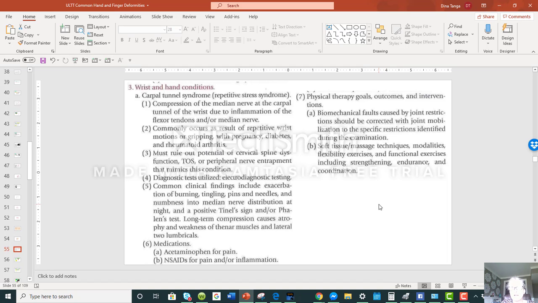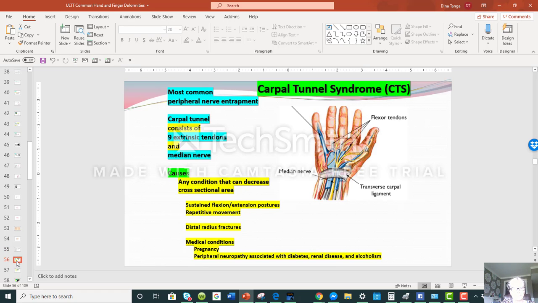Physical therapy goals, outcomes, and interventions. Biomechanical faults caused by joint restrictions should be corrected with joint mobilization to the specific restrictions identified during the examination. Soft tissue massage techniques, modalities, flexibility exercises, and functional exercises including strengthening, endurance, and coordination. And these are slides from my school content.